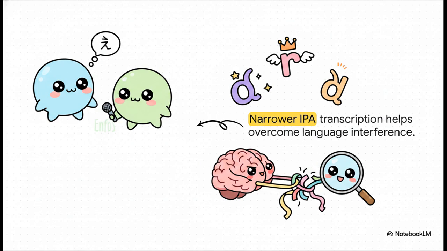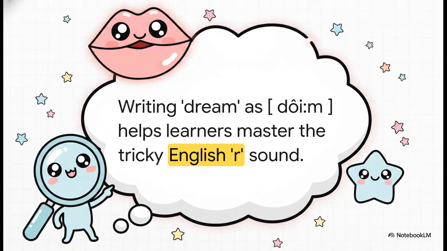Using a narrower, super-specific IPA transcription can help you isolate incredibly tricky sounds that cause native language interference. You see, a lot of learners struggle with English sounds simply because those sounds literally don't exist in their mother tongue. Take the English R, for instance. It is notoriously tricky. It requires pulling your tongue back in a way many other languages just don't do.